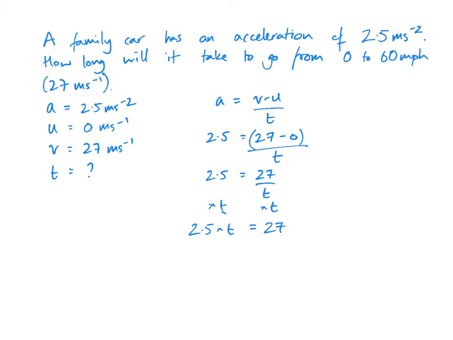Anyone want to tell me what I'm going to do next then? So divide both sides by 2.5, because that will give me t on its own. That cancels out on that side, and I get my calculator out and do 27 divided by 2.5, and I get the answer 10.8 seconds.